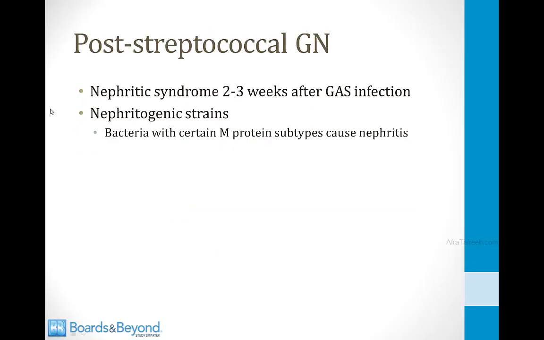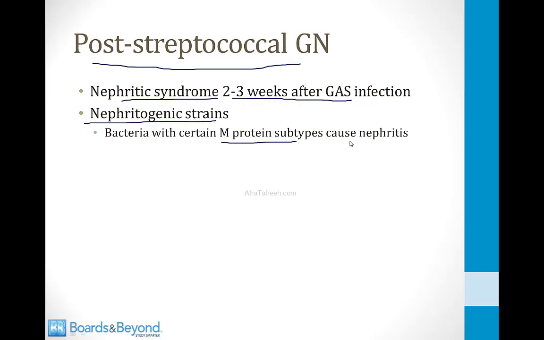When you think about rheumatic fever, you should also think about post-streptococcal glomerular nephritis, because they are both sequelae of strep pyogenes infections. Post-streptococcal glomerular nephritis is the nephritic syndrome. It usually occurs 2 to 3 weeks after a group A strep infection. And one thing to know is that there are certain strains of strep called nephritogenic strains, and these have particular M protein subtypes that cause nephritis. Something that's very interesting about strep pyogenes is that it's very rare for a patient to get both rheumatic fever and glomerular nephritis. They usually get one or the other, and that's because certain M protein subtypes are associated with rheumatic fever and others are associated with glomerular nephritis.